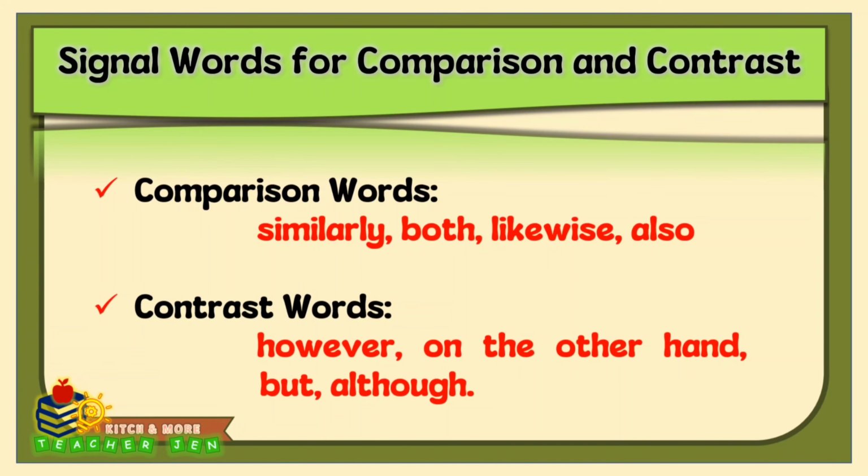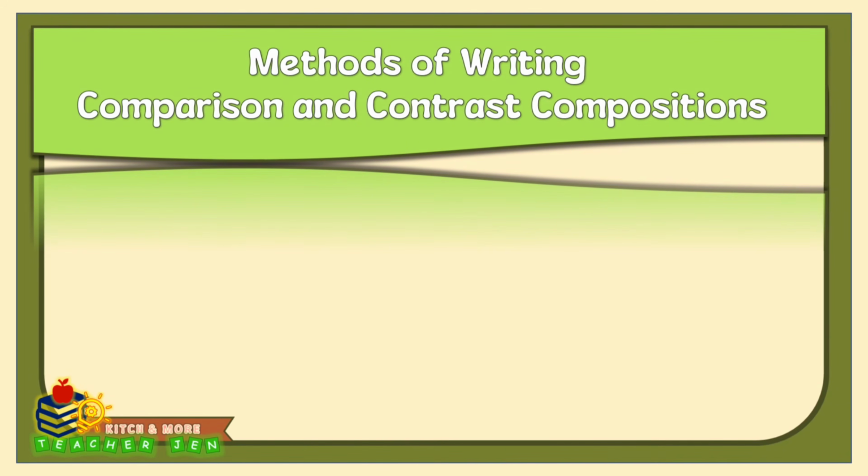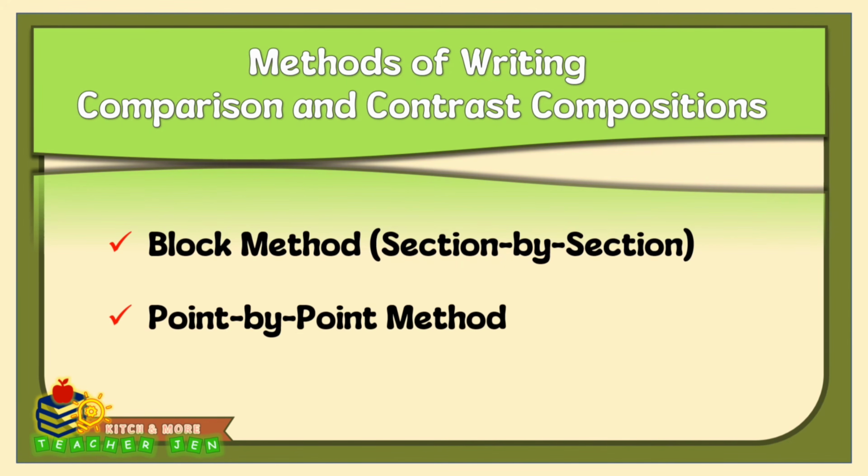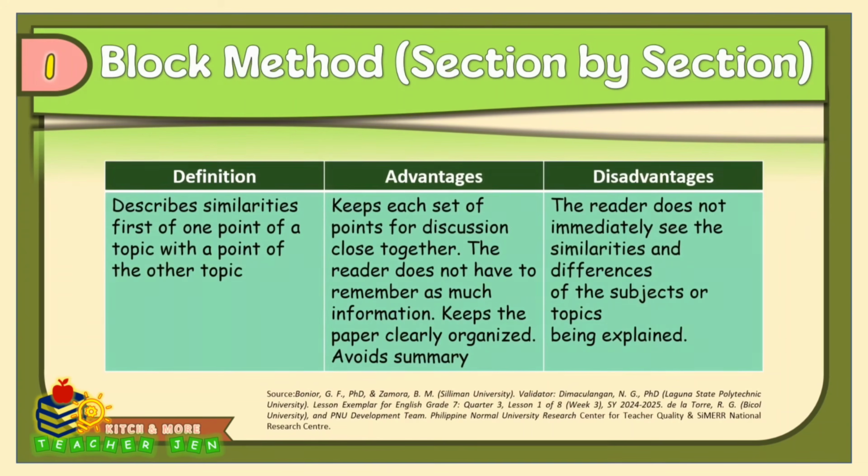This time, let us proceed to the methods of writing comparison and contrast compositions. So what are these methods that we can use? The first method is the block method or section by section, and the second is the point by point method. Let's discuss them one by one on the next slides. First, let's have the block method or section by section.